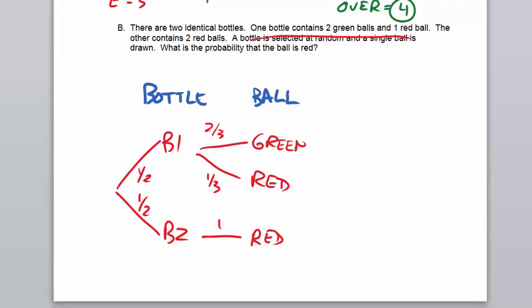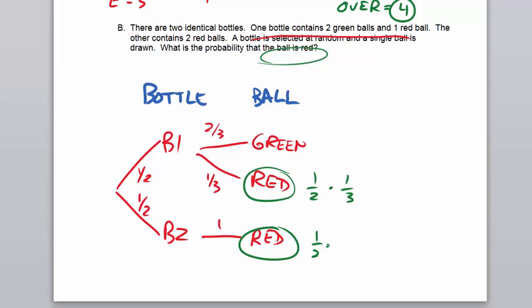I want to know what is the probability that the ball is red. So I'm really only interested in those 2 outcomes. The probability of coming out the first branch is 1/2 for the first choice times 1/3 for the second. The probability of coming out the bottom branch is 1/2 times 1. Total of 1/6 plus 1/2, which is just 4/6.